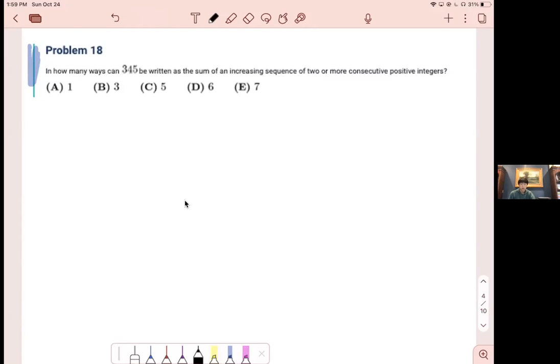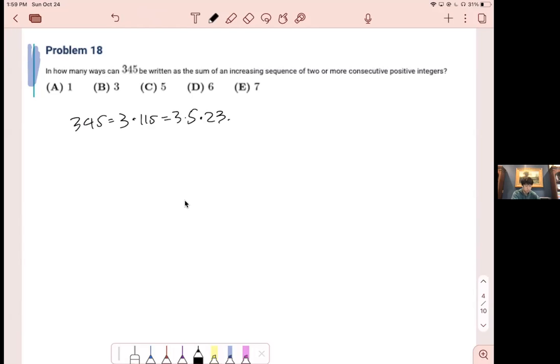Now, problem 18. In how many ways can 345 be written as the sum of an increasing sequence of two or more consecutive positive integers? Firstly, let's note that 345 equals 3 times 115, which equals 3 times 5 times 23.